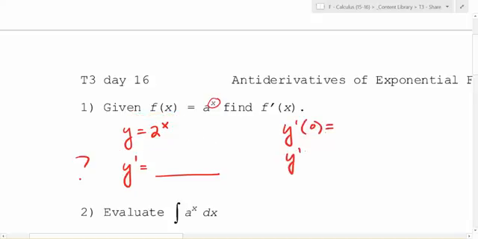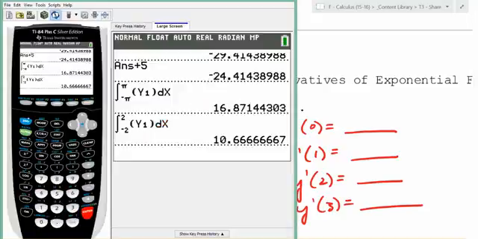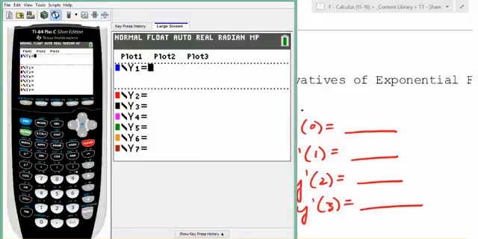It can tell you what the derivative is evaluated at 1. It can tell you the derivative evaluated at 2, and it could tell you the derivative evaluated at 3. And then once you have those values, what could you try to figure out? A function. You could try to find a relationship. So you can use your calculator. Do you remember how to use your calculator to do derivatives?